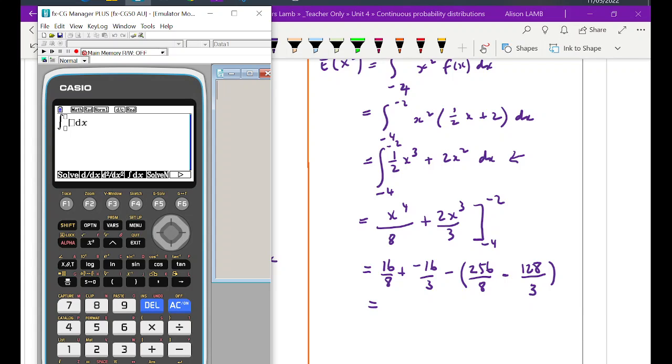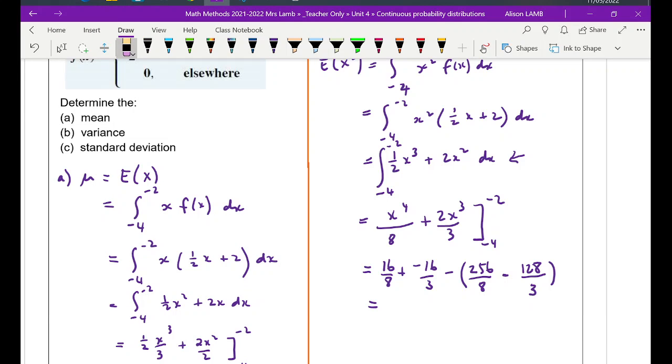Okay, so we could even just write it in as it is, x squared times a half x plus 2. And we want from negative 4 to negative 2. And we've got 22 over 3, or think of it as 7 1/3.